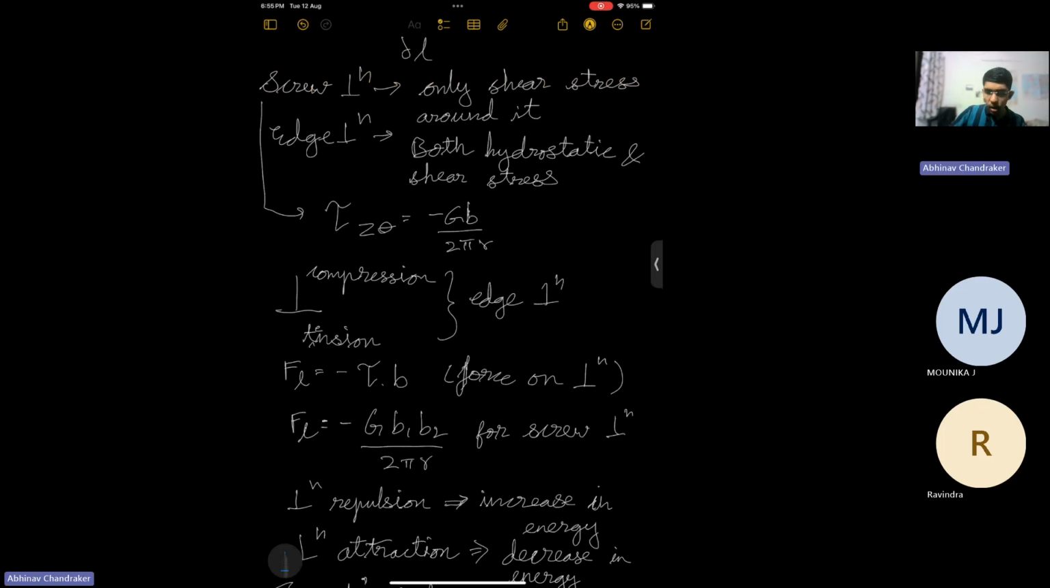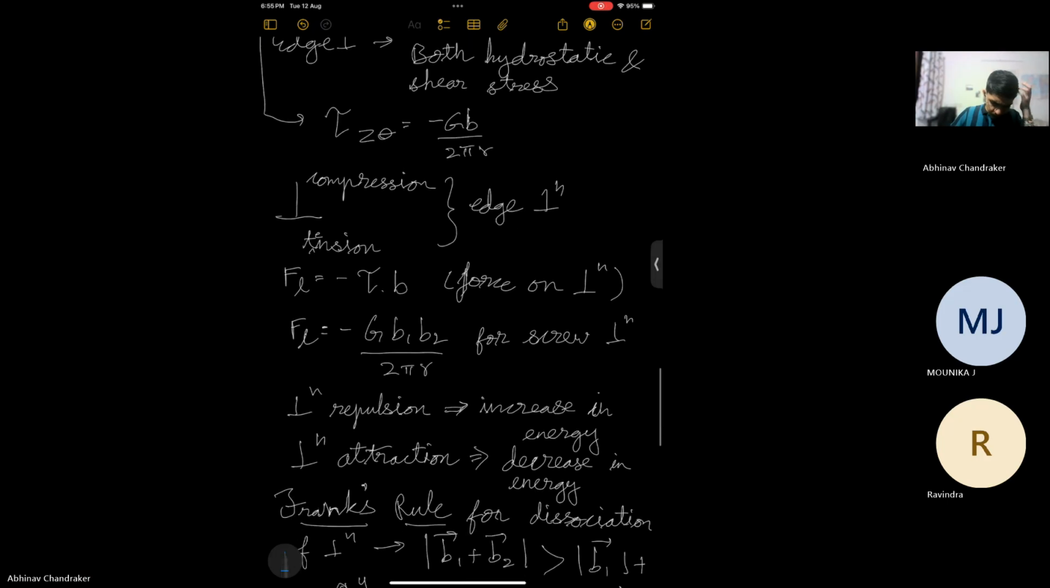Now coming to how screw and edge dislocations are different, they have different energies of course, but another thing is that the stresses around both dislocations will be different because they have different geometries. In the case of a screw dislocation, it is purely shear stress all around it, no hydrostatic stress. Edge has both hydrostatic and shear stress. In the case of edge, which is easier to visualize, as I said, you have an extra plane of atoms above a dislocation or below a dislocation.